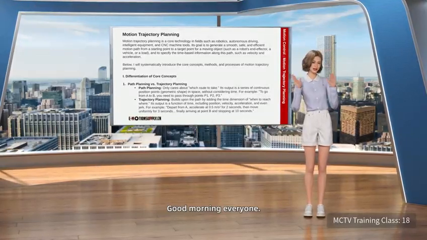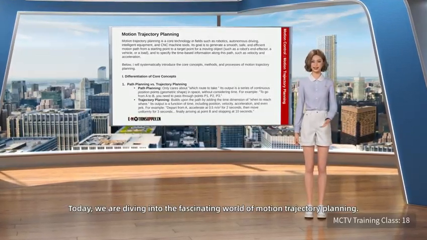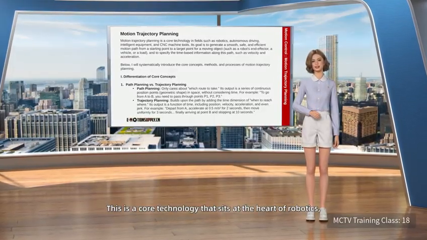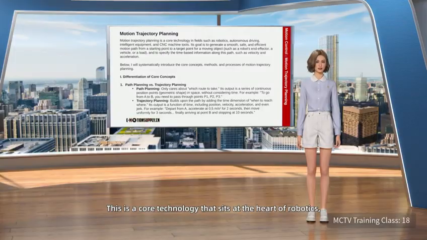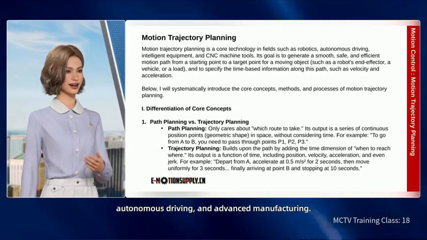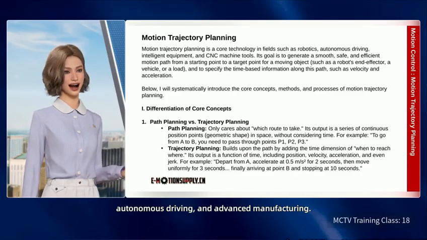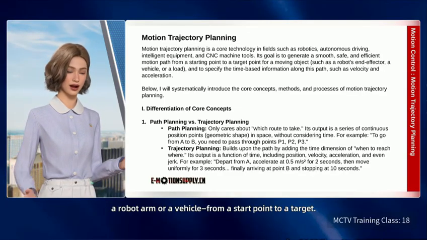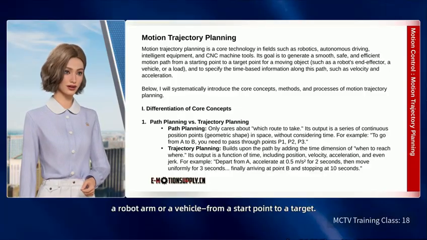Good morning, everyone. Today, we are diving into the fascinating world of motion trajectory planning. This is a core technology that sits at the heart of robotics, autonomous driving, and advanced manufacturing. At its simplest, the goal is to figure out how to get an object, like a robot arm or a vehicle, from a start point to a target.